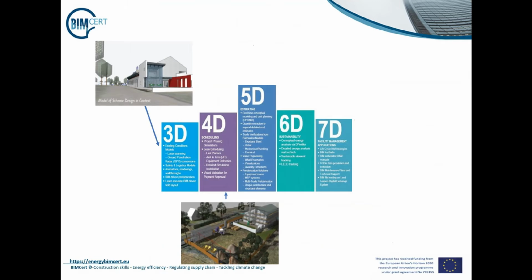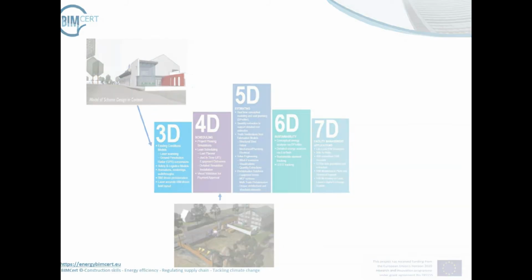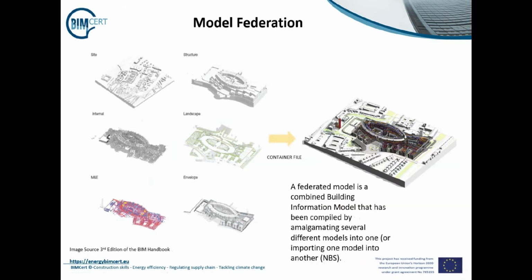With an understanding of the benefits that can be gained from 3D design, let's now take a look at 4D. 4D initially will involve the federation of a number of models. As explained in Learning Outcome 1.3, a federated model is a combined building information model that has been compiled by amalgamating several different models into one, by importing one model into another. Let's take a look at this within the design review package and see what's involved in regards to model federation.